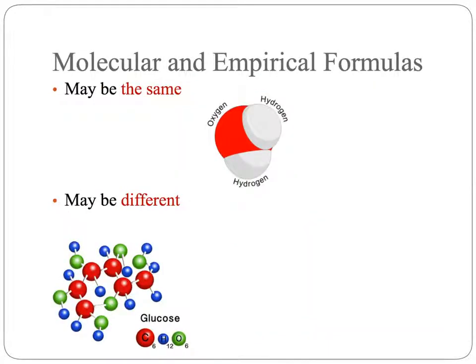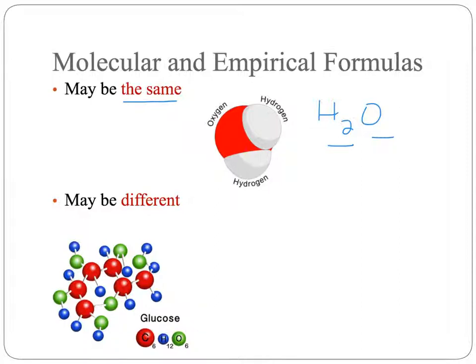In addition, the molecular formulas that we have with covalent compounds may or may not be empirical formulas. In cases where your molecular and empirical formula are the same, you have a substance such as water, where you see that we have 2 moles of hydrogen and 1 mole of oxygen in every molecule, or a mole of molecules, and we cannot reduce that formula to any smaller unit.